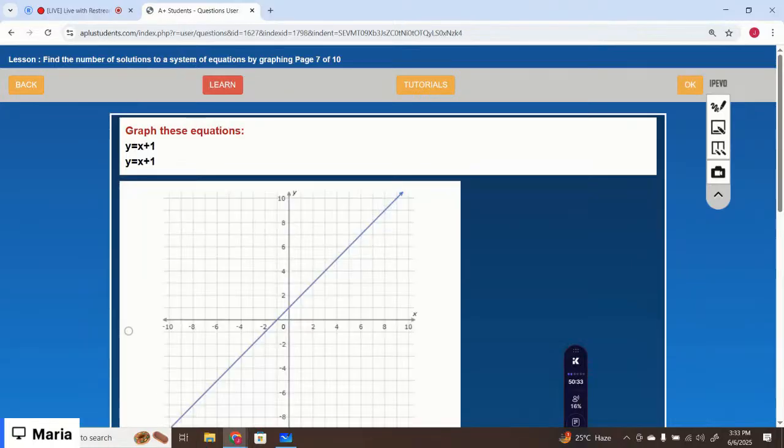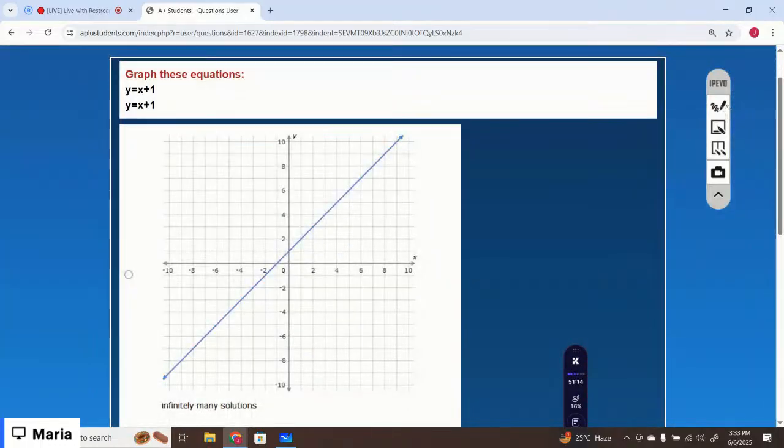Graph these equations y equals x plus 1 and y equals x plus 1. So which is the correct option? The lines are exactly the same, so that means we have infinitely many solutions. Option one is the correct option.